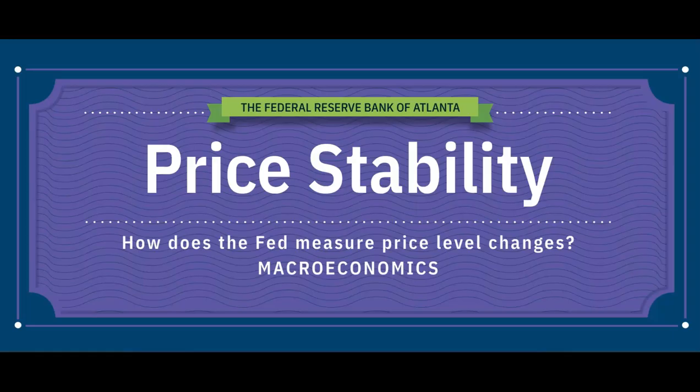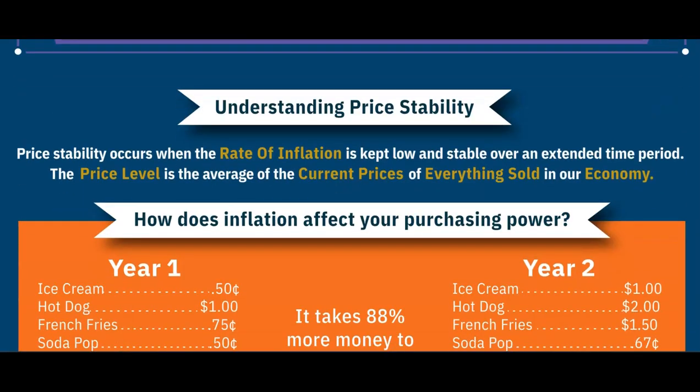Now let's switch over to the second infographic titled Price Stability. And price stability happens when the rate of inflation is kept low as well as stable over an extended period of time. And inflation is basically the average increase in the prices of everything sold in our economy.